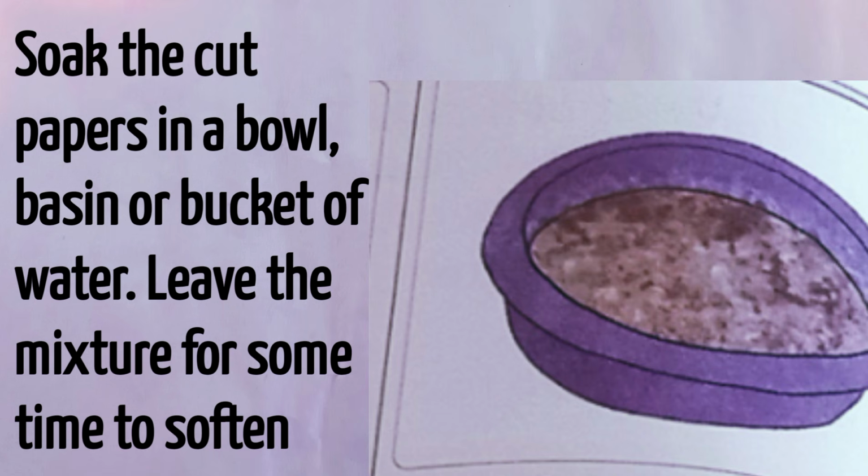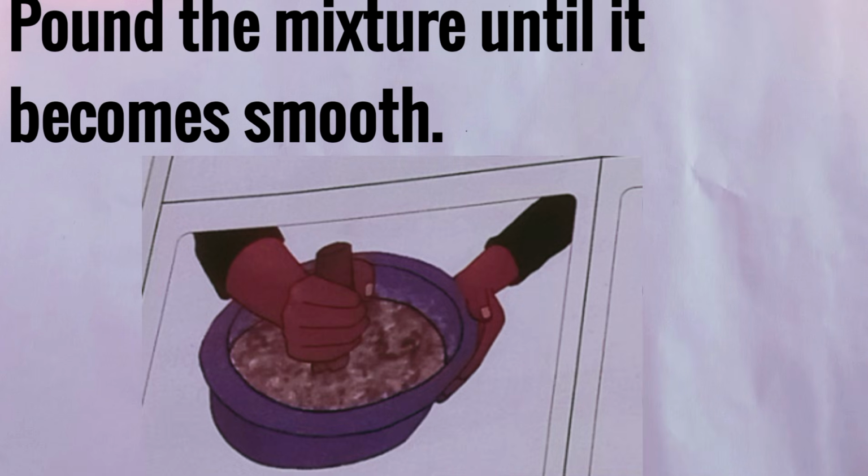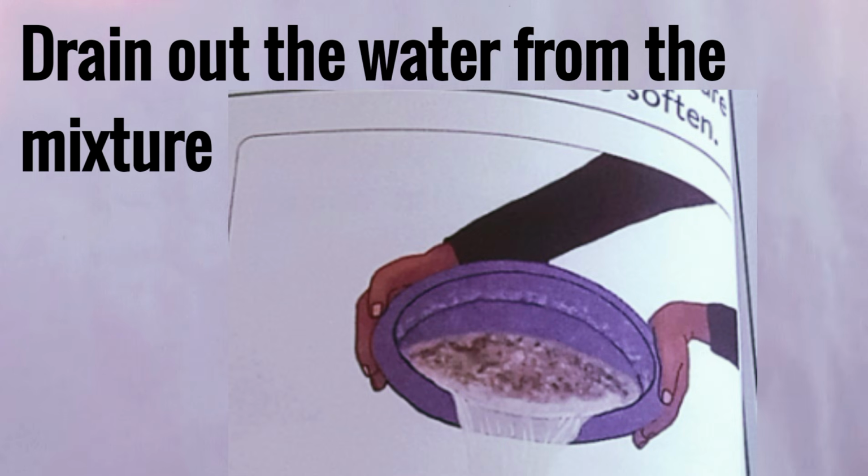Then the fourth step, we are going to pound the mixture until it becomes smooth. As you can see on my video there, I have shown you what the pounding is. So that's what we are going to do under step 4 to make sure that it is intact. Then after that, we will drain out the water from the mixture. Remember we had used water to soften it. So after pounding it, there's some water that will remain unused in that basket. So we are going to pour it out by draining it.